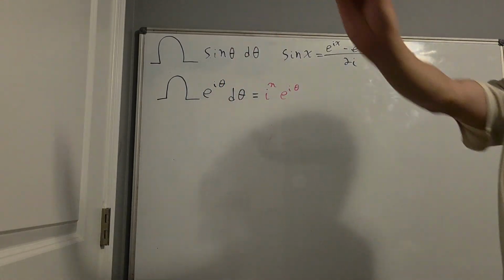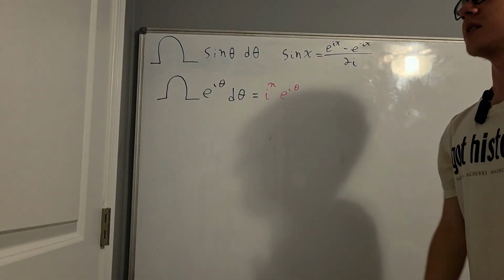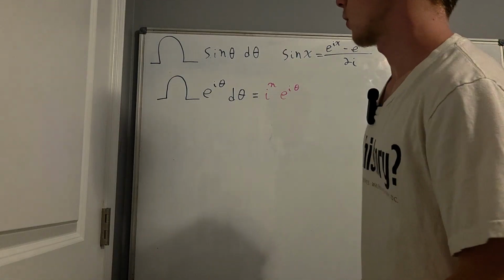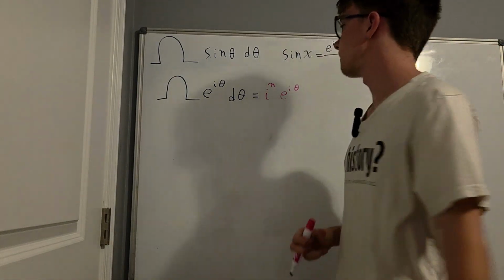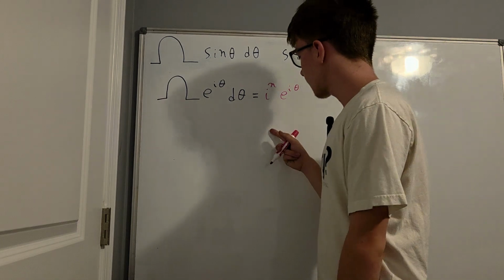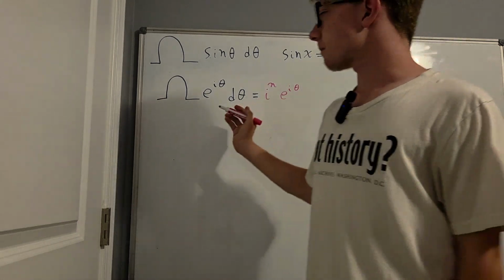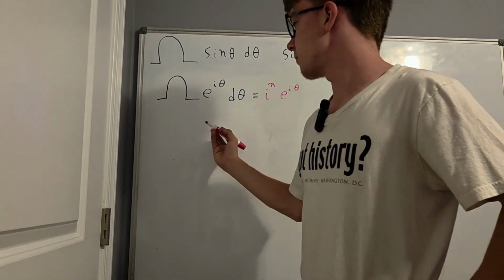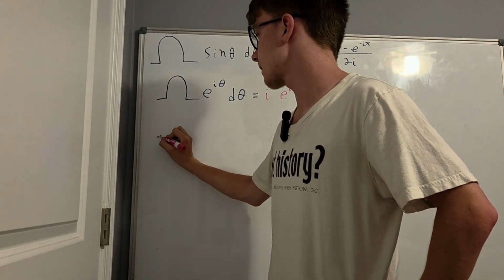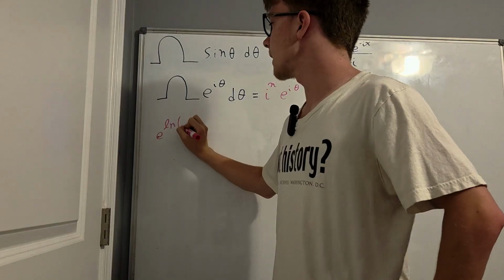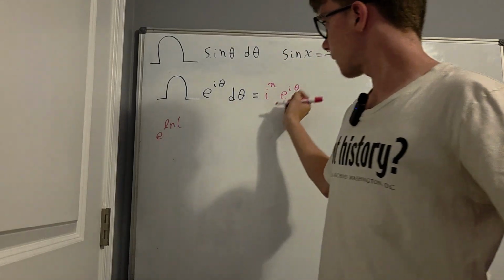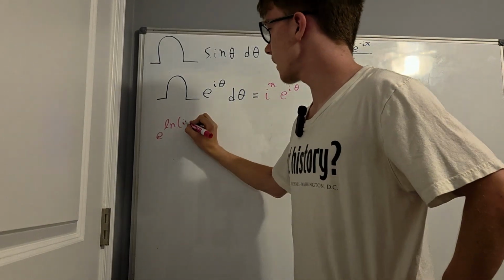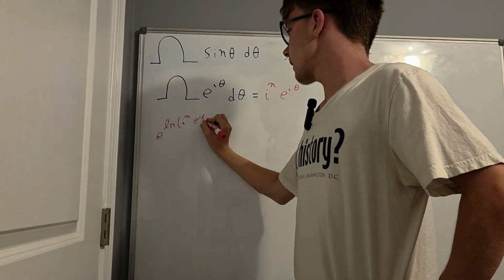Now, kind of what that looks like is it's just going in a circle, and that's a weird way to go in a circle, but that's what it's going to do, basically. It's just going to be rotating. But from here, I'm going to do something kind of weird. I'm going to put it in a different form that's the exact same. We're going to take e to the ln, the natural log of this whole thing, i to the n, e to the i theta.